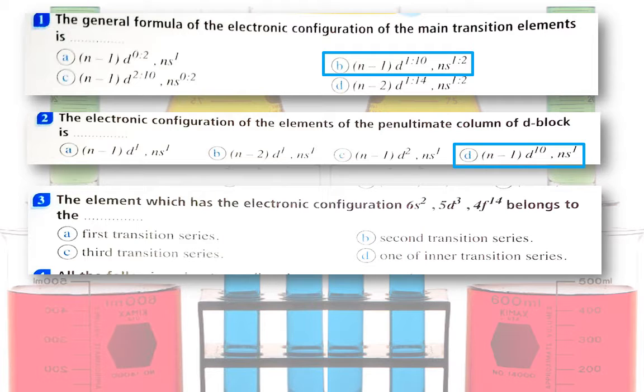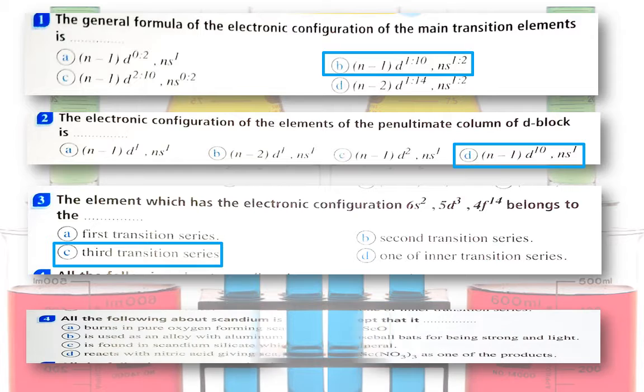Okay, another question. An element which has electronic configuration 6s2, 5d3, 4f14. It means that the electronic configuration depends on the number of electrons in the d orbital. So we have here 3 electrons in the d orbital, so we are in the third transition series.